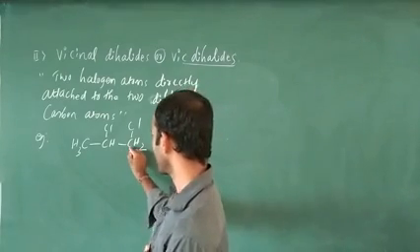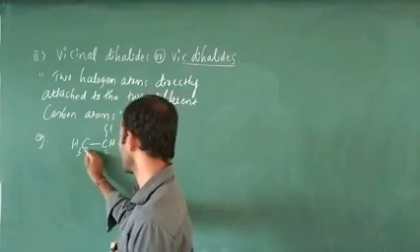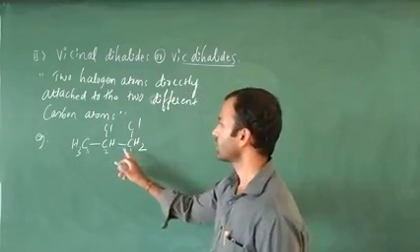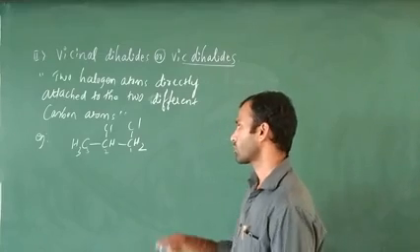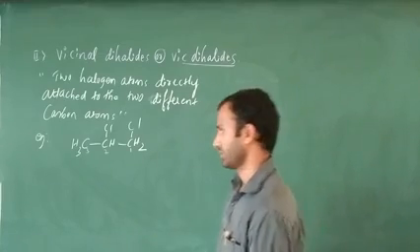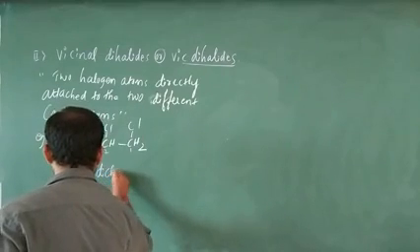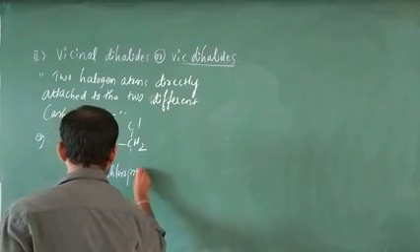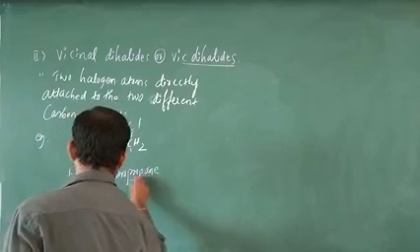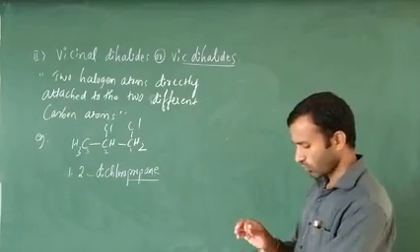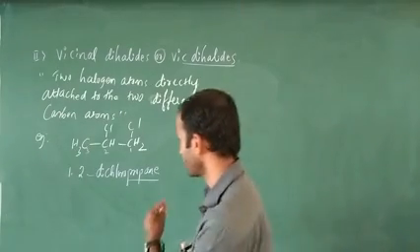What is the IUPAC name of this one? Start from here: 1, 2, 3. The chlorines are on 1 and 2, so you write 1,2-dichloropropane. Why write propane? Because of three carbons, prop. That is why 1,2-dichloropropane is the IUPAC nomenclature.